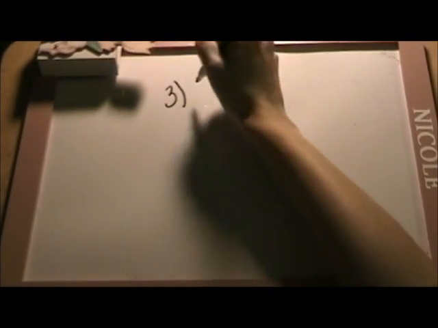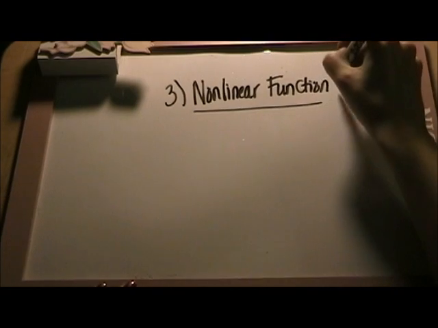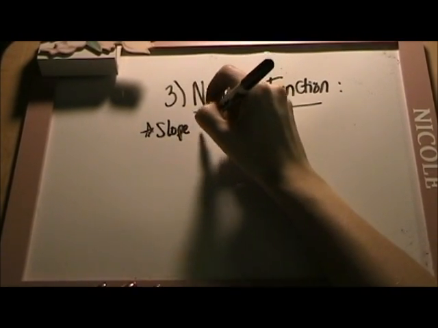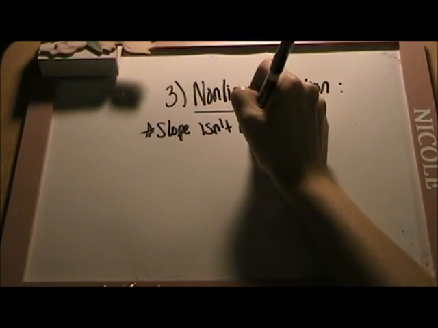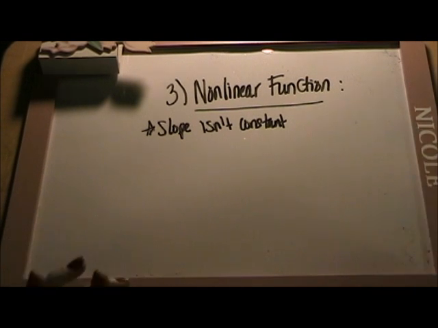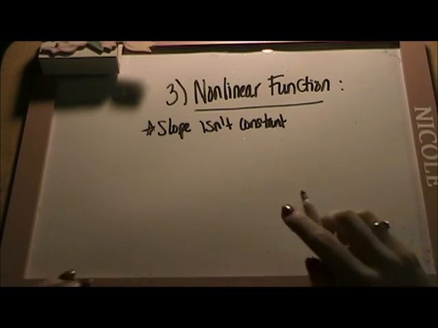Why is slope such an important concept in this particular section? Because now we're going to talk about the third type of function, which is nonlinear functions. And slope plays a big part in determining the difference between linear and nonlinear. Okay. So a nonlinear function, okay, is when the slope isn't constant. So in other words, the slope changes between different points.